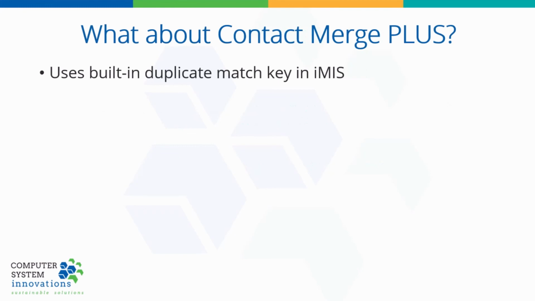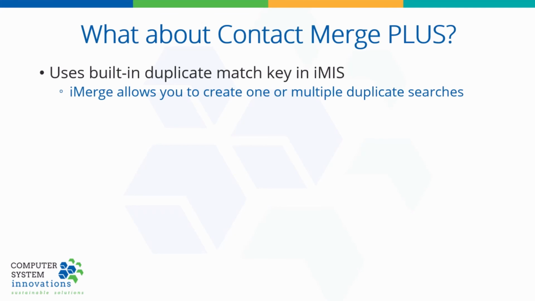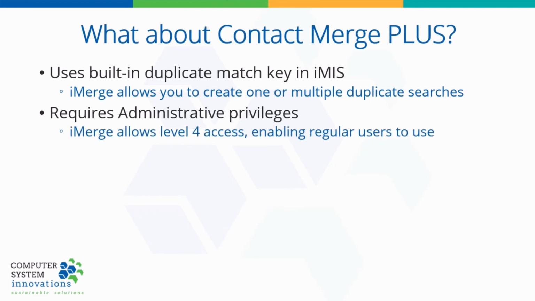Finally, there's Contact Merge Plus. It's an available optional add-on for iMIS, and it's going to use the built-in duplicate match key in iMIS, which, as you saw, was the first 5 of the zip, first 1 of first name, and first 4 of last name. The great part about iMerge is you can go ahead and create additional searches. You could create your new favorite search, or each and every person could have their own type of search. And then the downside is you do need administrative privileges with Contact Merge. No worries with iMerge. You just need level 4 in customers.